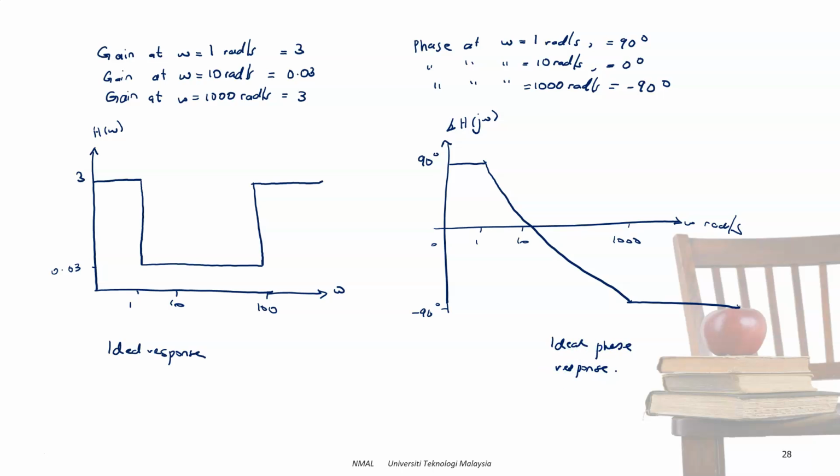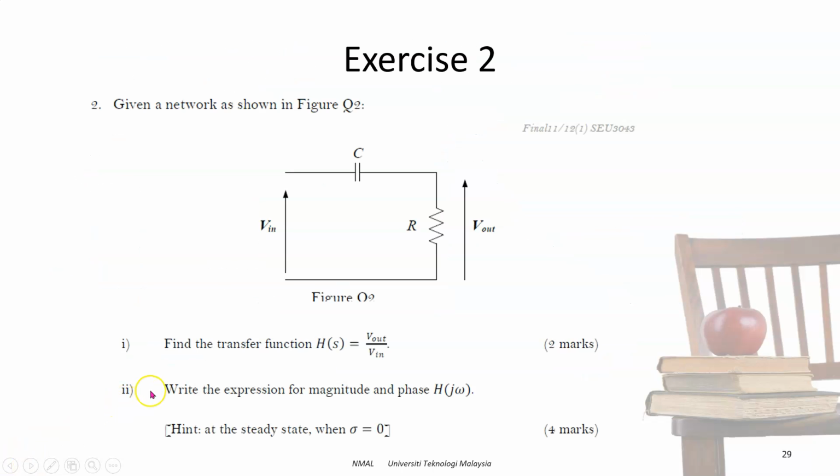Okay, so now you have answered the question for exercise number 1. So let us see exercise number 2 here. Given a network with a capacitor and also a resistor, you need to find the transfer function. This is from the final 2011-2012 semester 1, so we have seen it before. However, sometimes the arrangements are different, in terms of Vout being across the resistor or Vout being across the capacitor and so on.